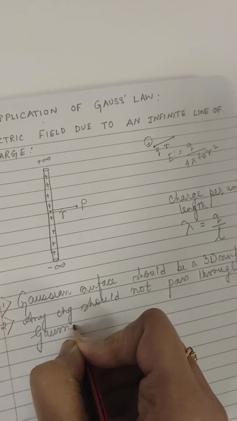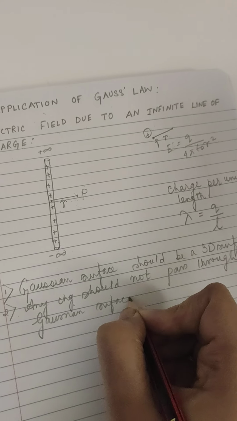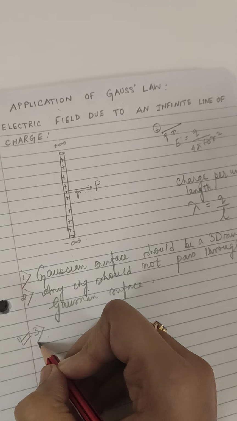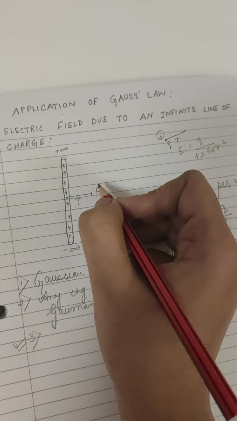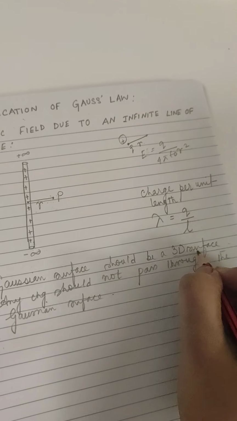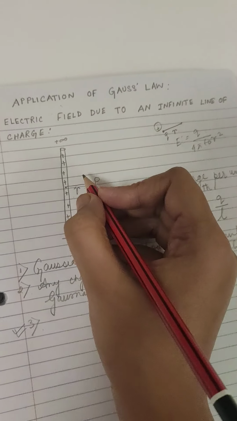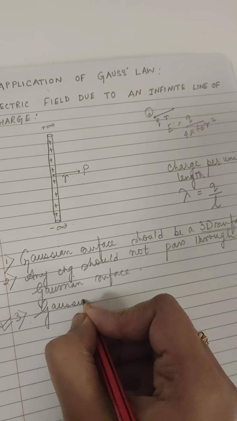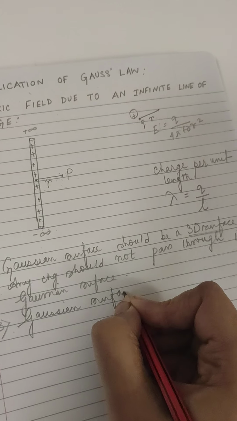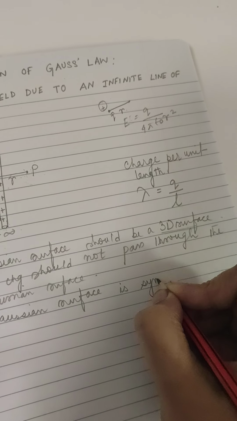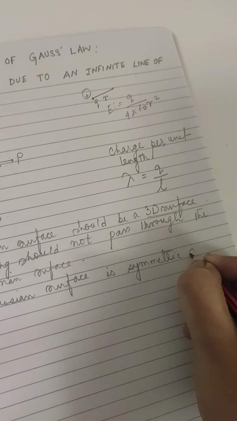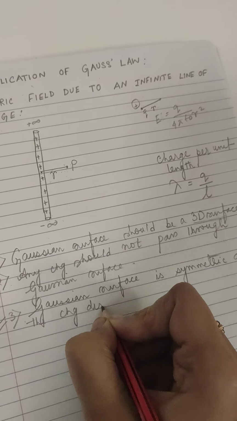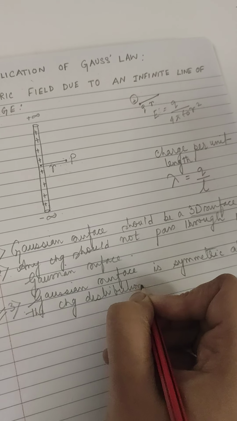Third is an important property, that the Gaussian surface should be symmetric about the charge distribution. That will decide what kind of surface I'm going to draw, whether I'll draw a cone or a sphere, because it has to be a 3D surface like a sphere or a cube. So the Gaussian surface is symmetric about the charge distribution. That is an important property.